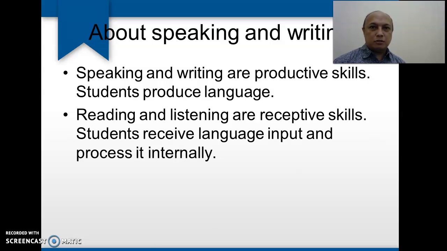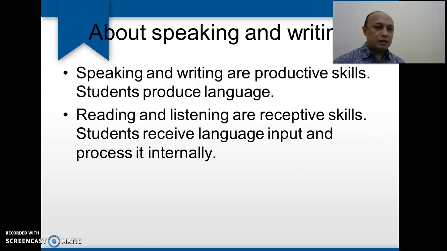So first of all, about speaking and writing. As I said before, speaking and writing are productive skills, which means that the students have to produce language. They have to say something, they have to produce an utterance or utterances, or they have to write something. Sentences, essay, articles, paragraph, at least they have to write something.